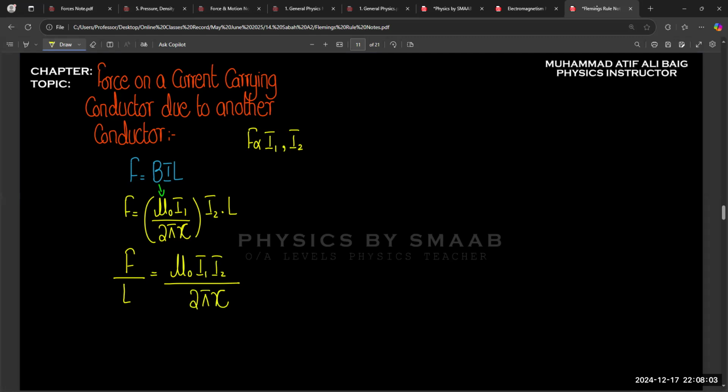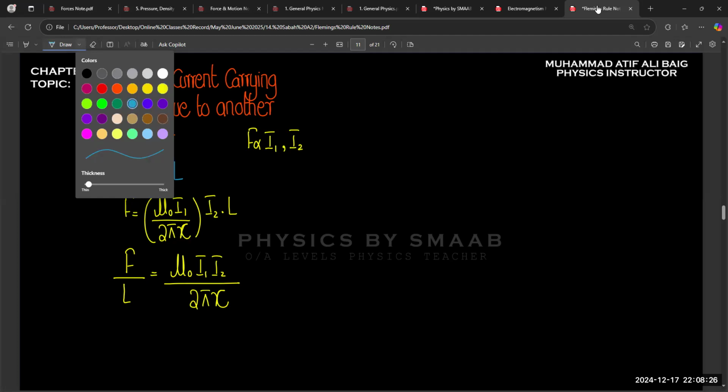Why would we try to find F over L? It is the force per unit length. On a unit length, if we apply force, we check what quantity the force is directly proportional to. Basically, if we do not shift the length to the other side, that is not compulsory. Otherwise, if you shift it to the other side, it will give you force per unit length.